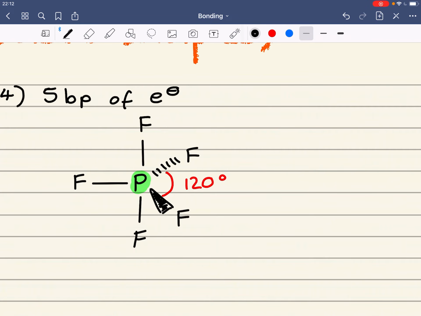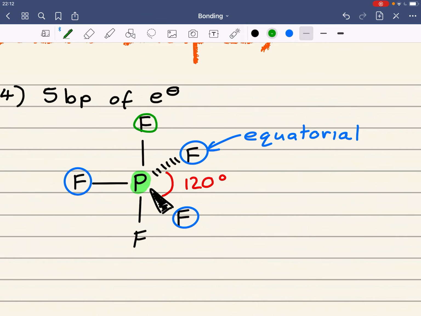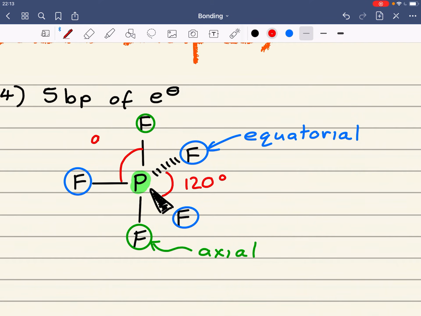Now, we call these 3 atoms here that go around the phosphorus, and I'll circle them in blue, these are said to be in the equatorial position. And the atoms above and below the phosphorus, that I'm going to put in green, these are said to be in the axial position. The bond angle here would be 90 degrees.